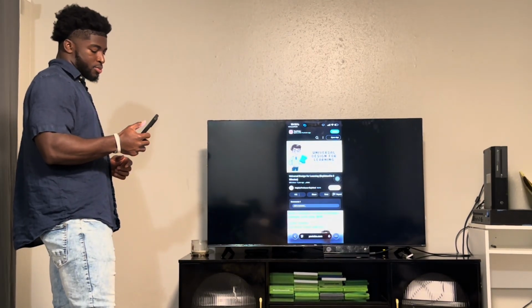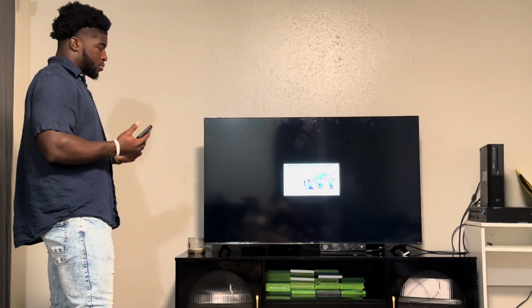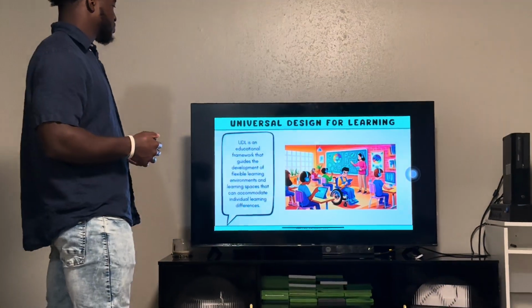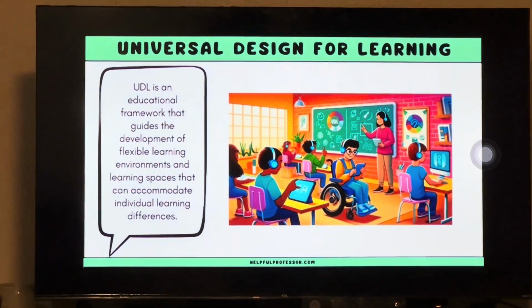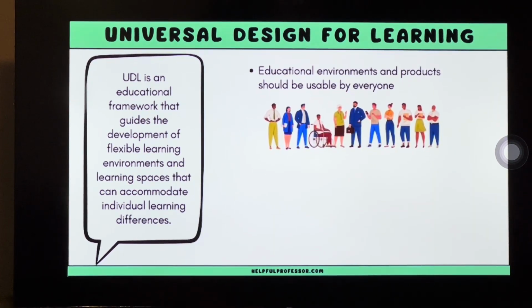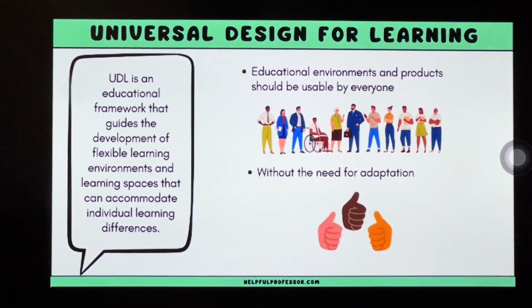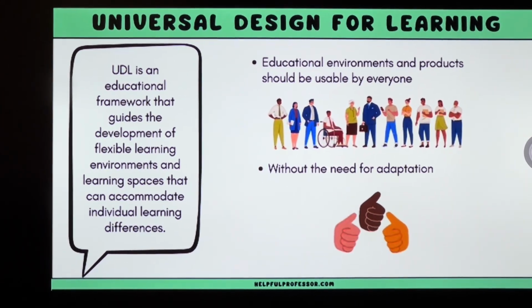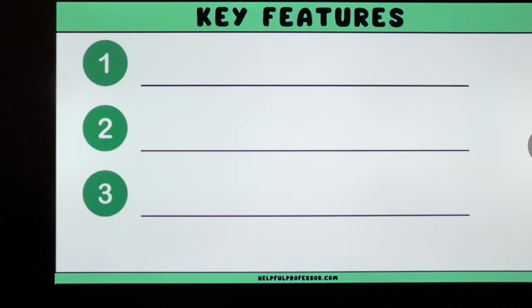Universal Design for Learning, or UDL, is an educational framework that guides the development of flexible learning environments and learning spaces that can accommodate individual learning differences. It is based on the principle that educational environments and products should be usable by everyone to the greatest extent possible, without the need for adaptation or specialized design. Let's look at the key features of universal design for learning.